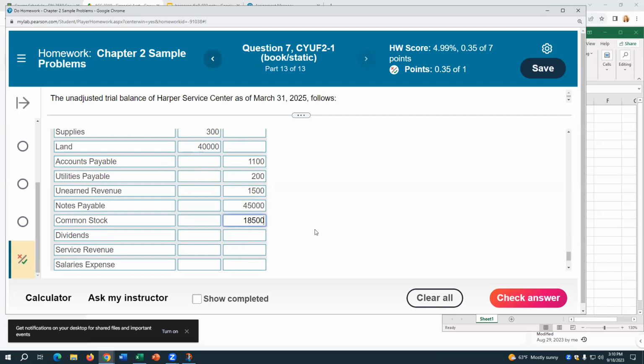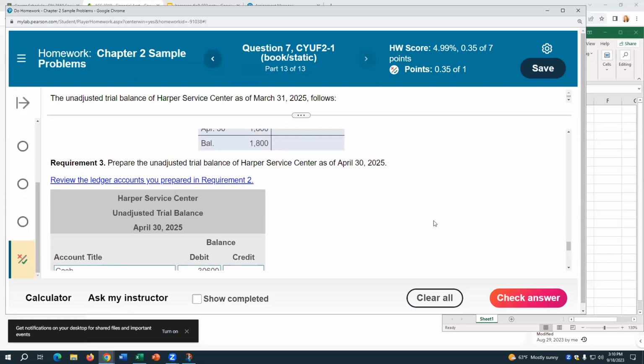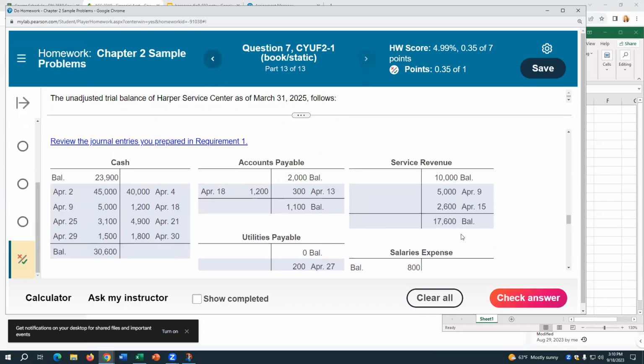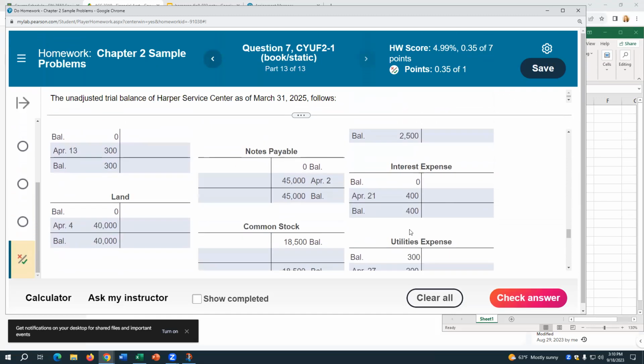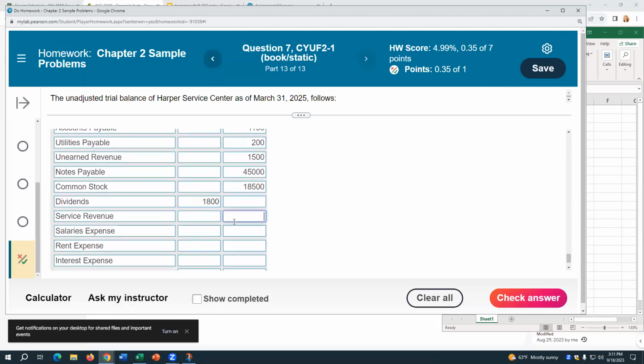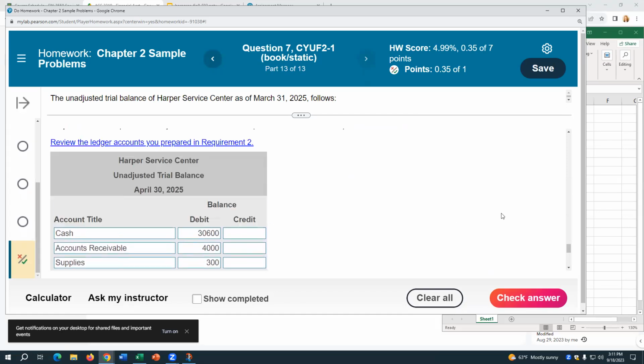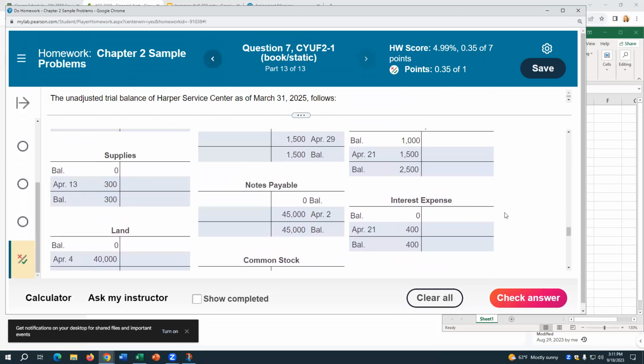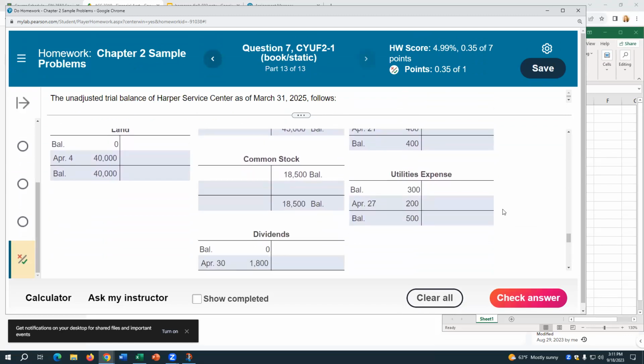And then the dividends, because that reduces our equity, don't forget to put that one in as a debit balance. That's sort of the odd man out in this column. That one's a debit balance, right? And then service revenue, these ones are all over, so you want to watch these. Service revenue, credit balance of 17,600. And then those three expense accounts are all going to be debits, and we had 2,500, 400, and 500.